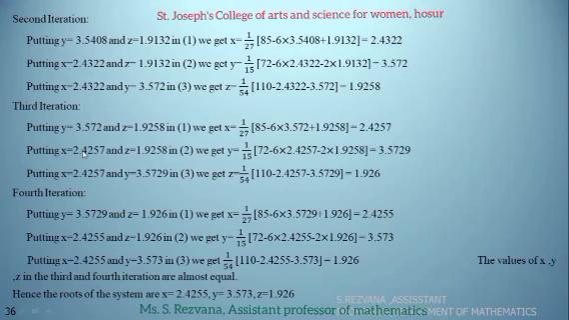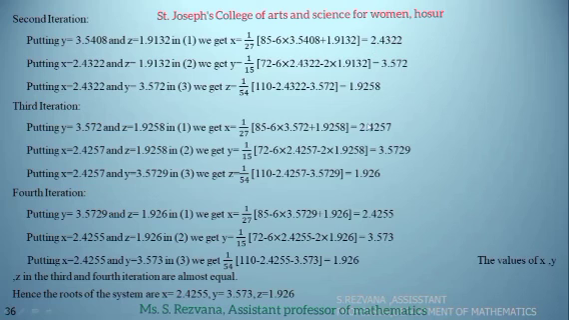Now repeating the process, I have the y value, which is 3.572, and the z value, which is 1.9258. Substituting in equation 1, I get the x value. Using the x value and the previous z value, I get the y value, and using y and x, I get the z value. I need to do this process until I get the same result.